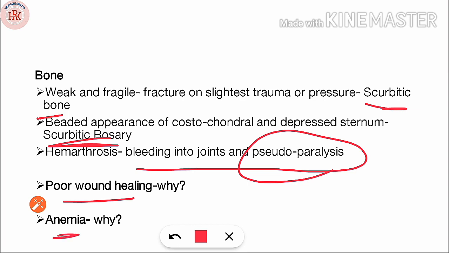And there is anemia. Why is there anemia in scurvy? As I said, vitamin C is required for the conversion of ferric into ferrous, and ferrous is absorbed through the intestine. So if there is a vitamin C deficiency, this iron absorption does not take place, and it leads to iron deficiency anemia.